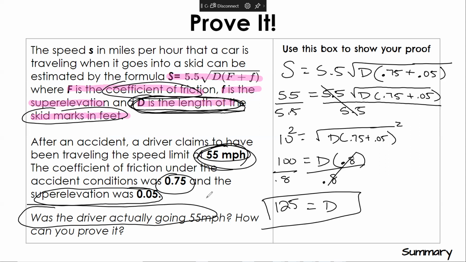But you know how people be lying. They're like, yeah, I'm going 55. And like, bro, you were going 95, right? Like, be like that sometimes.